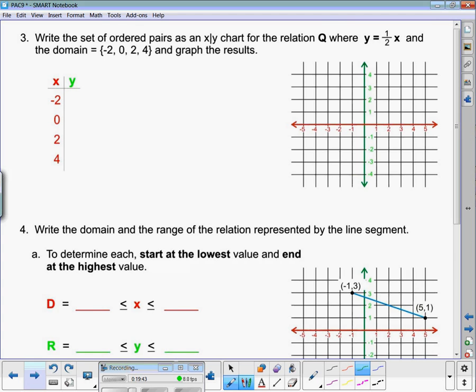All right, a couple other thoughts here. This next question does it this way. Write the set of ordered pairs as an XY chart for the relation Q where, here's what y equals. And the domain, so again, I did some of the work for you. Notice I've already listed the domain. I just listed them in the order they gave them: -2, 0, 2, 4. From right here, you all see that? Those are the x values we're using.